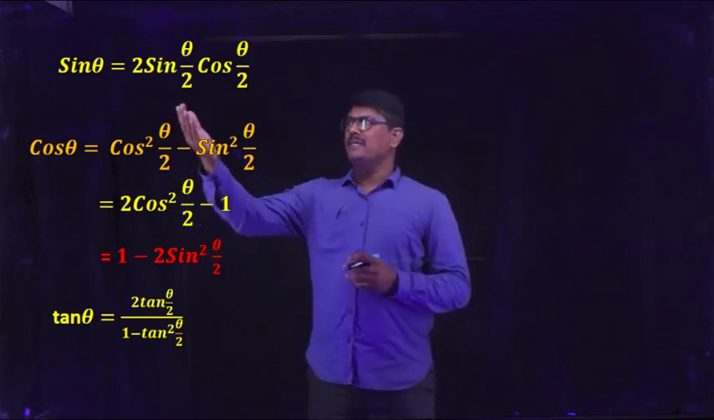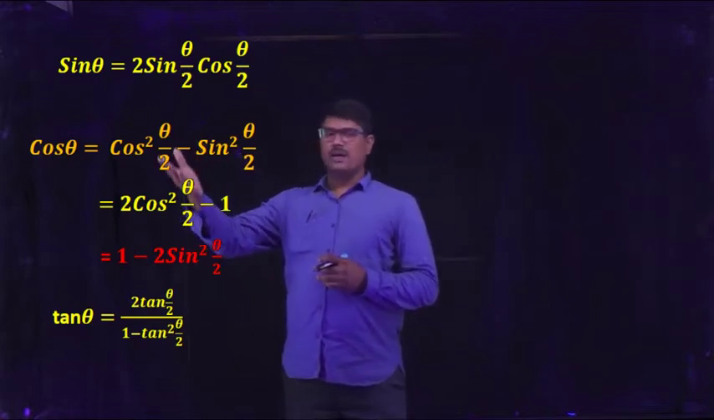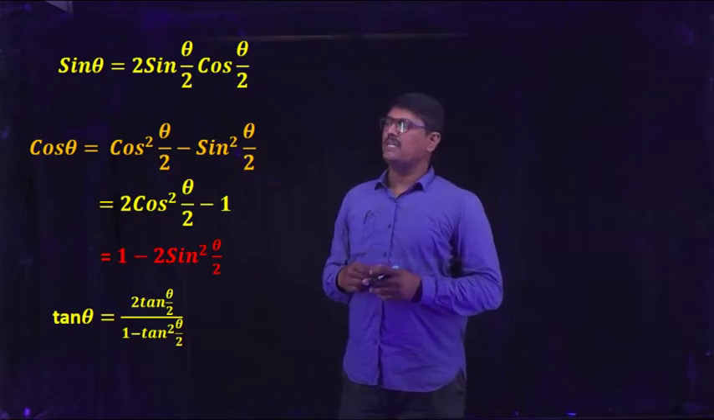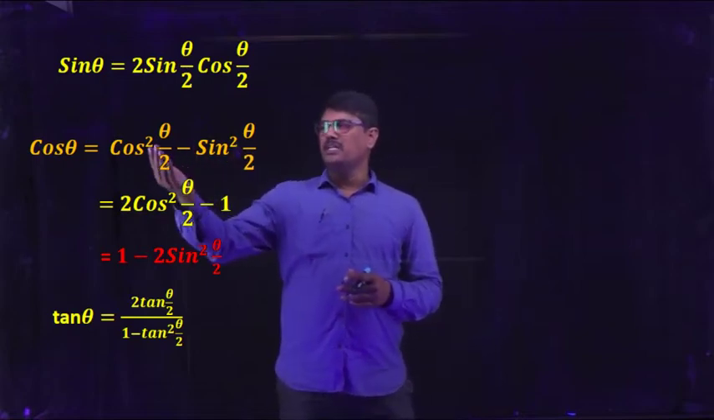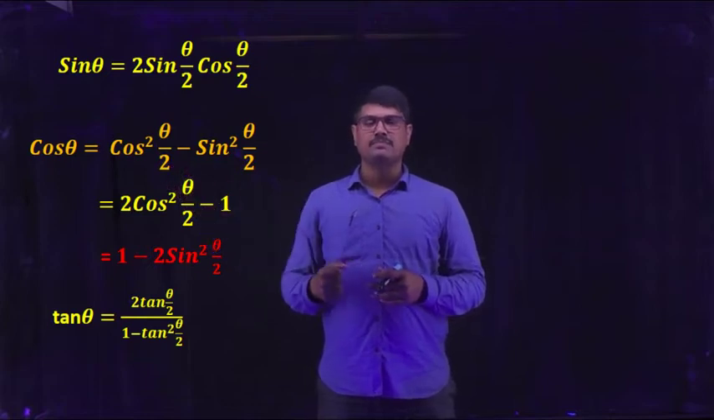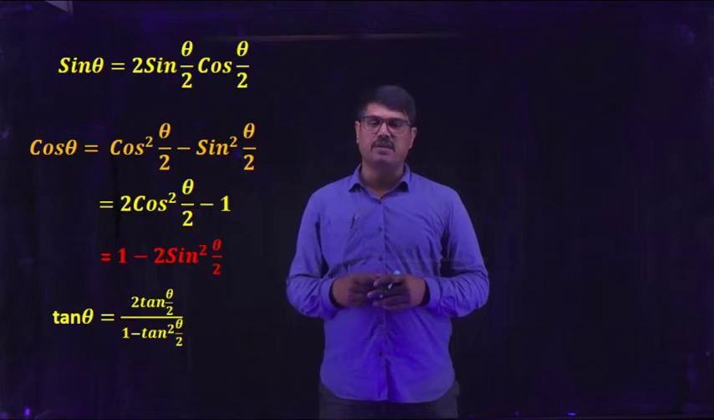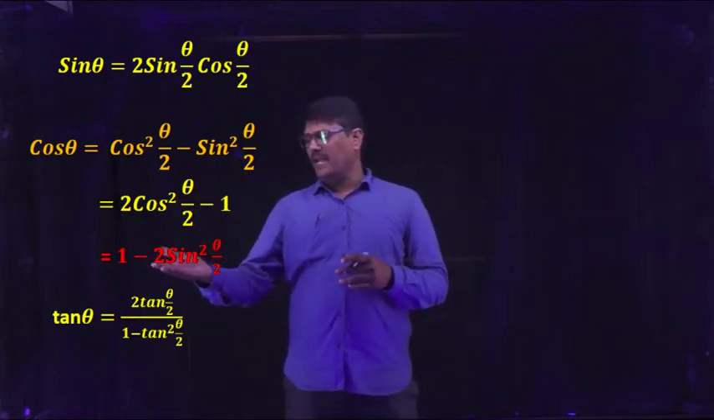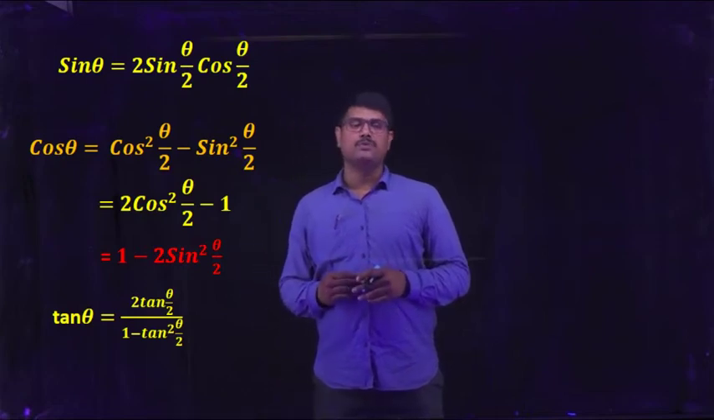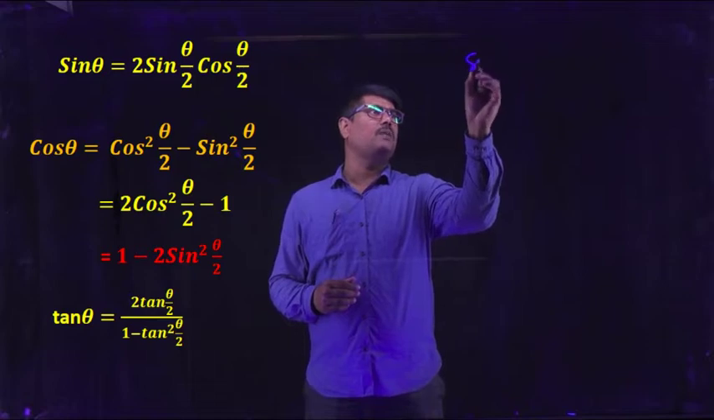Again, sine theta is 2 sine theta by 2 cos theta by 2, and cos theta is cos square theta by 2 minus sine square theta by 2. So changing only in terms of cos, you will get 2 cos square theta by 2 minus 1, and in terms of sine it is 1 minus 2 sine square theta by 2. And again the formula of tan theta is 2 tan theta by 2 by 1 minus tan square theta by 2.